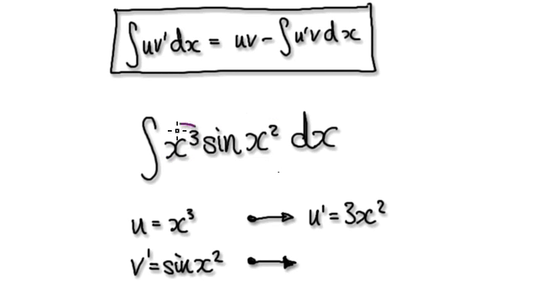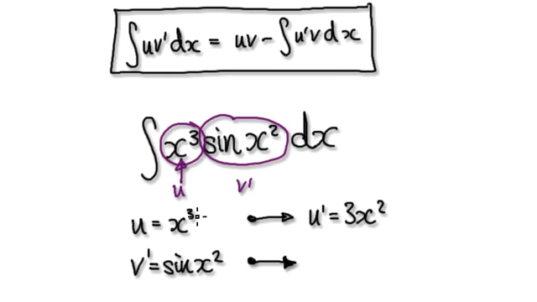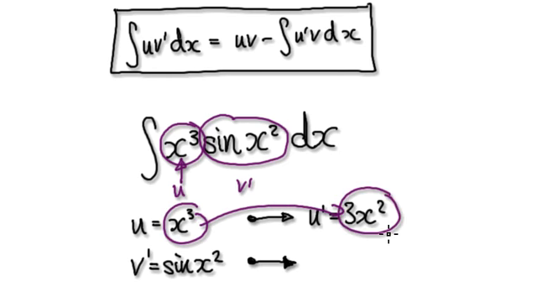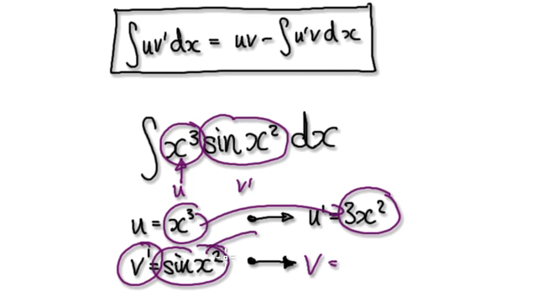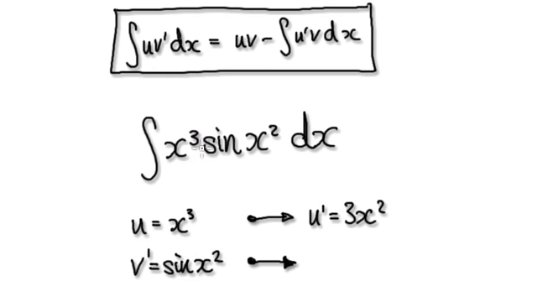Your natural inclination would be to make this to be your u, and this here to be your v prime. But then when you do that, this bit's easy. This then becomes 3x squared. But now, if v prime equals this, then we need to integrate this, and this is a task in itself. So here's another technique that you should be aware of.